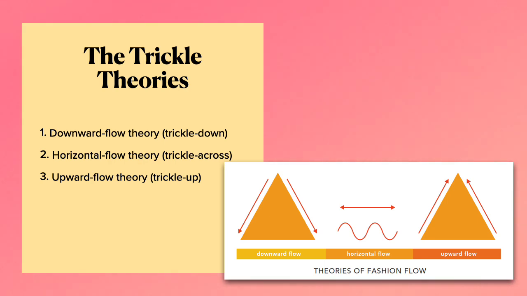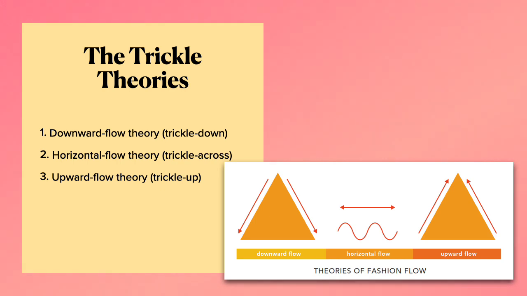There are 3 theories that explain the spread of fashion adoption from one socio-economic group: downward flow theory, also known as the trickle down theory; horizontal flow theory, also known as the trickle across theory; and the upward flow theory, also known as the trickle up theory.